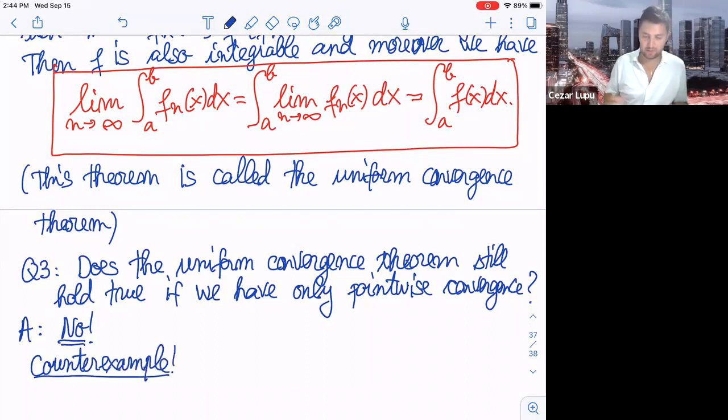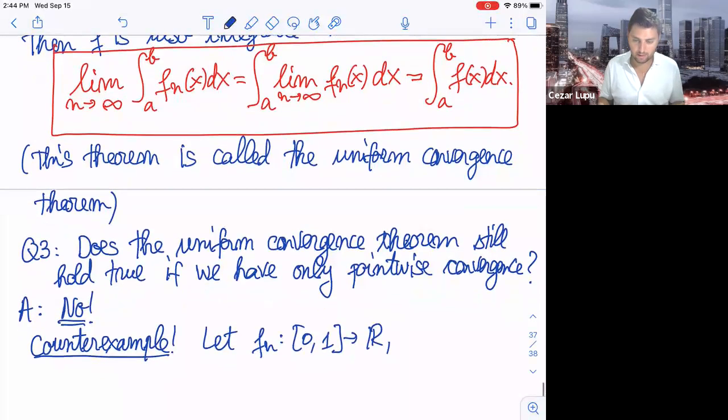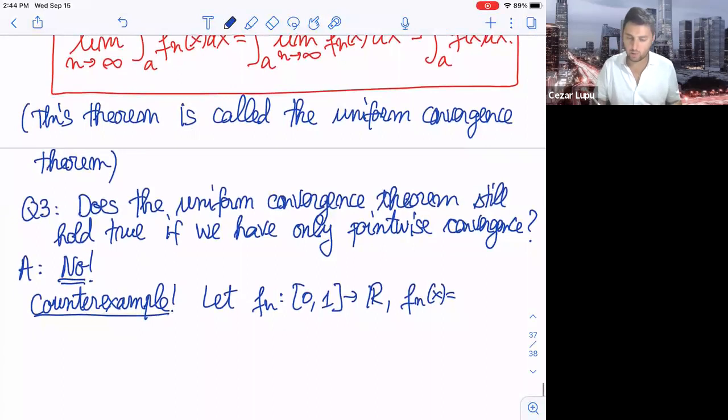I don't want to deal too much with this, so maybe I'll leave this to you. So let me consider this sequence of functions. Again, I'll define on [0, 1] and real valued. So I want something, and let me just take this. That's a pretty standard example. So I'll take something like f_n(x) = nx e to the power negative nx squared, let's say.